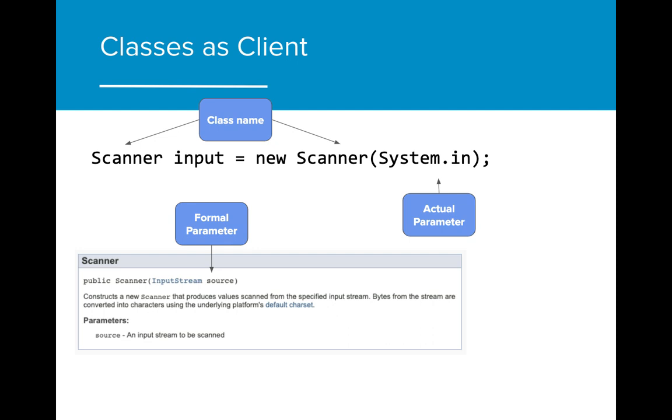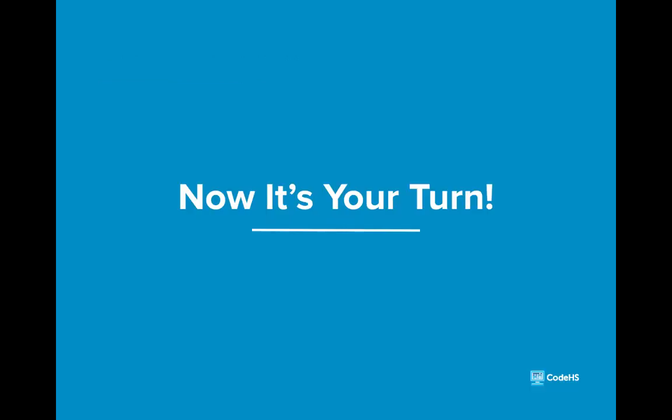There are numerous other examples of classes that we can implement, and we will continue to learn about them over the course of this unit. Now that you've learned about method overloading, let's get some practice in the CodeHS editor.